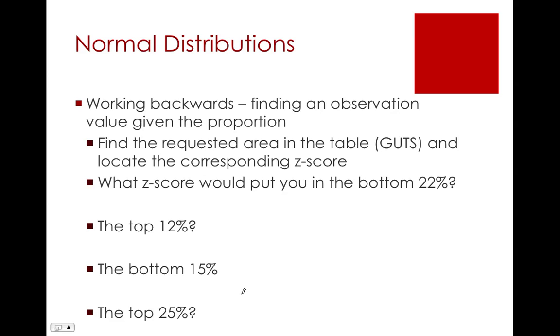Okay, so today what we're going to learn is how to use z-scores backwards. And what I mean is, given a percentage or given a proportion, we want to find what observation would put us in that top however many percent or that bottom however many percent. And we're going to use those tables that we learned how to use with the forward z-score problems, but we're going to use them backwards. And so our general strategy is going to be to find the requested area in the table, in the guts of the table, and then locate the corresponding z-score.